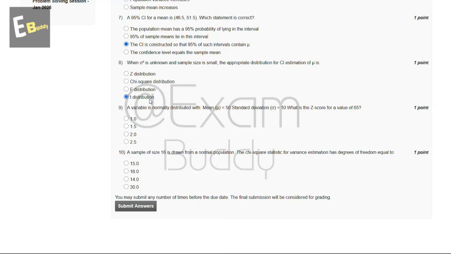And now let's go to our question number 9. A variable is normally distributed with mean mu equal to 50 and standard deviation equal to 10. What is the Z-score for a value of 65? So these are the options, and the answer of our ninth question is B, 1.5.